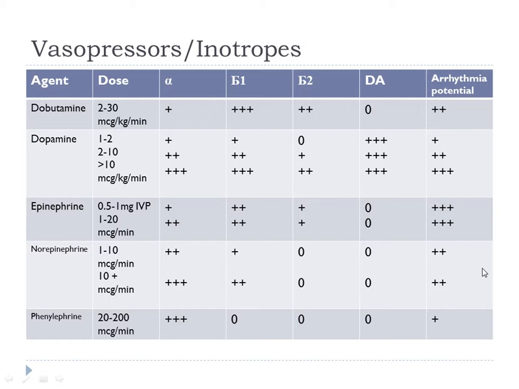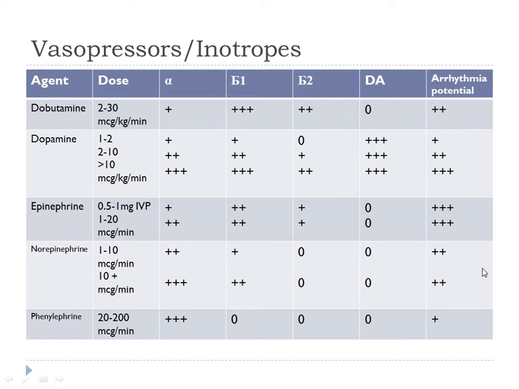This last column tells you how much of an arrhythmia potential the patient has. These medications come with a side effect of dysrhythmias. We're stimulating the heart to beat faster. We're stimulating the conduction in the heart. Then we have a risk of dysrhythmias. Okay? So know that this has a moderate to low dysrhythmia risk.